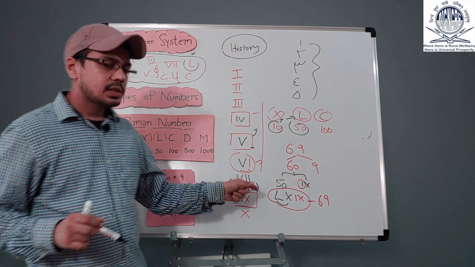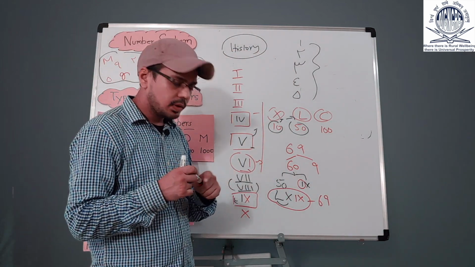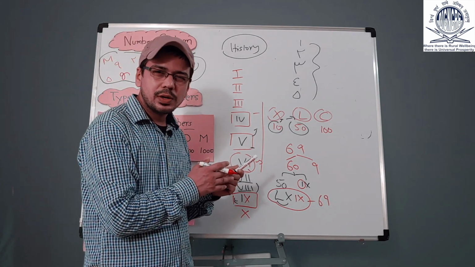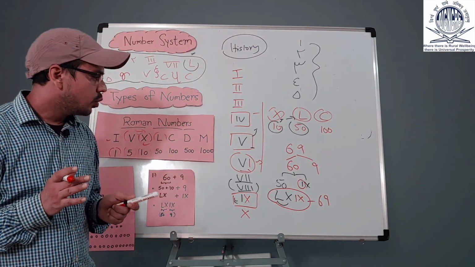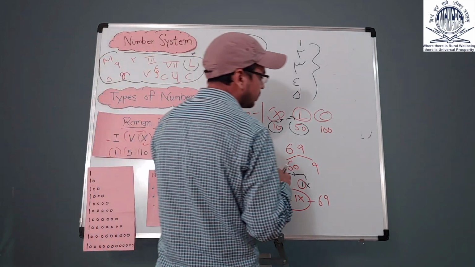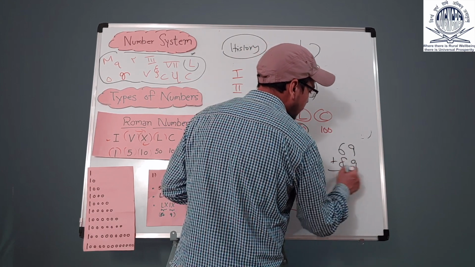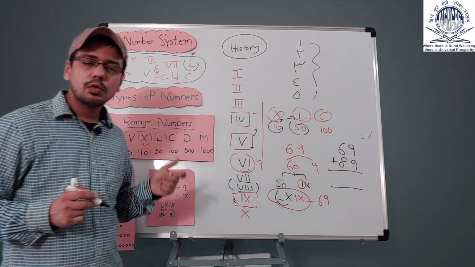Now this kind of system I just want to understand, and probably we may want to understand together, is it quite easy to work out or is it quite difficult. Let's say you want to add 69 with 89. So what kind of a representation would that be? Will it be easy or will it be difficult?